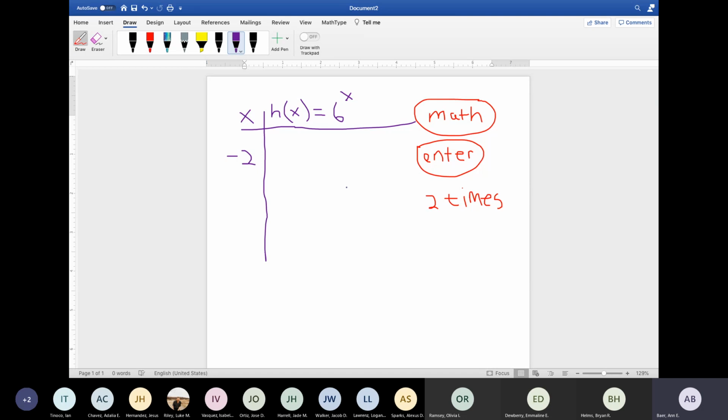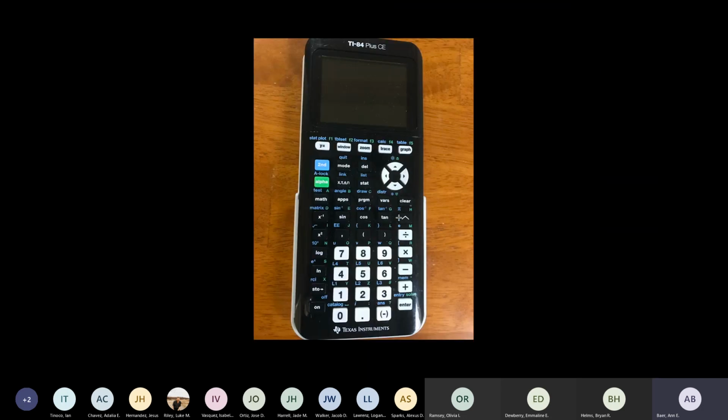If I take this -2 and plug it in for x here, we get 6 raised to the -2. So if we go to our calculator and put 6 raised to, how do we raise to on the calculator? That's this mountain peak right here. It looks like a little mountain peak. That's how we raise to. It's in the rightmost column of the calculator.